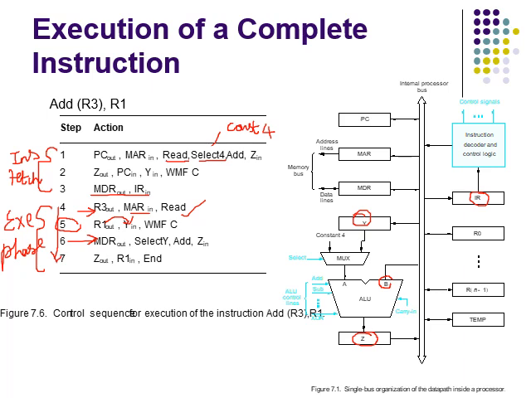The content of MDR is gated to the bus and thus also to the B input of the ALU, and register Y is selected as the second input to the ALU by choosing select Y. The sum is stored in register Z. Then it is transferred to R1 in step 7. The end signal causes a new instruction fetch cycle to begin by returning to step 1.